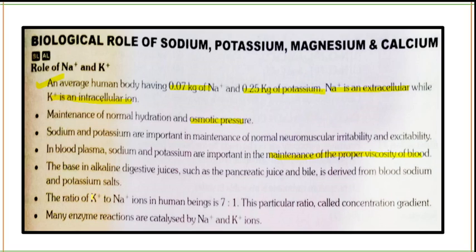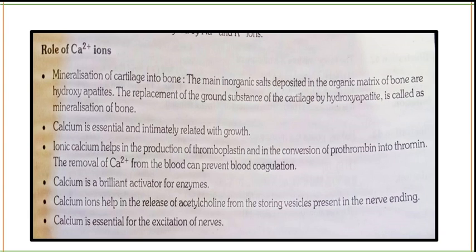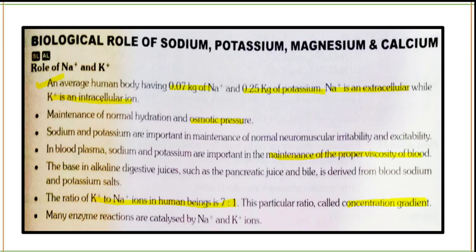The ratio of potassium to sodium ions in the human body is 7:1, and this ratio is known as concentration gradient. You have to remember this point. The ratio of potassium to sodium ion in the human body is known as concentration gradient. Many enzymes are catalyzed by sodium and potassium ions. This was all about sodium and potassium ions.